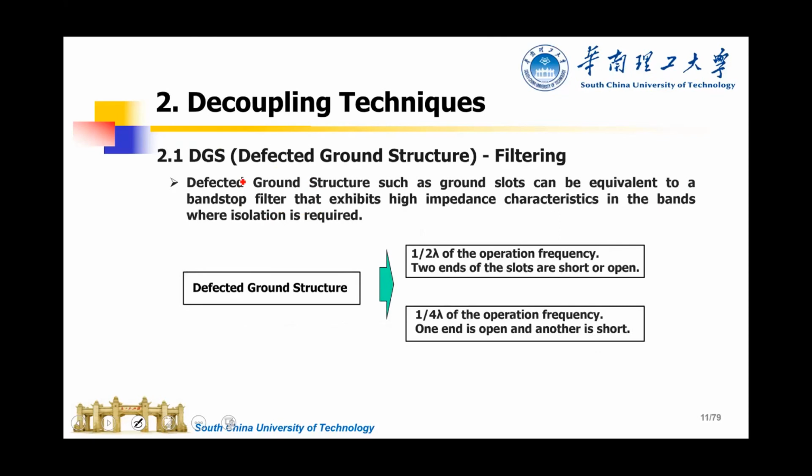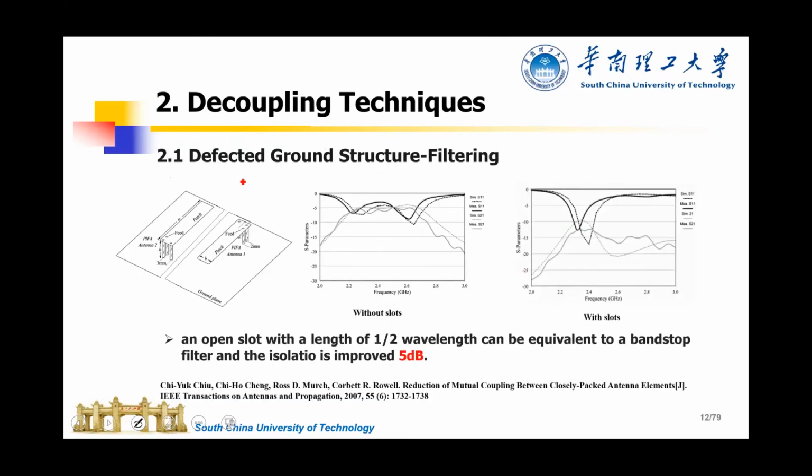This is also similar to filtering. So you can see this picture. This antenna is another antenna. We cut a slot here between the two antennas, so we can have decoupling in some frequency. In this example, the isolation can be improved by 5 dB.